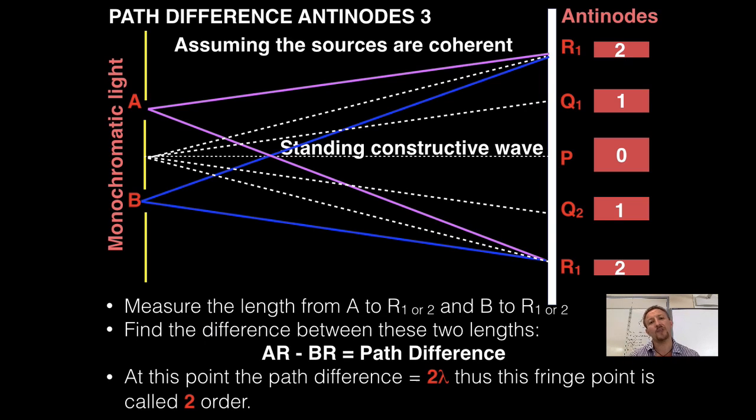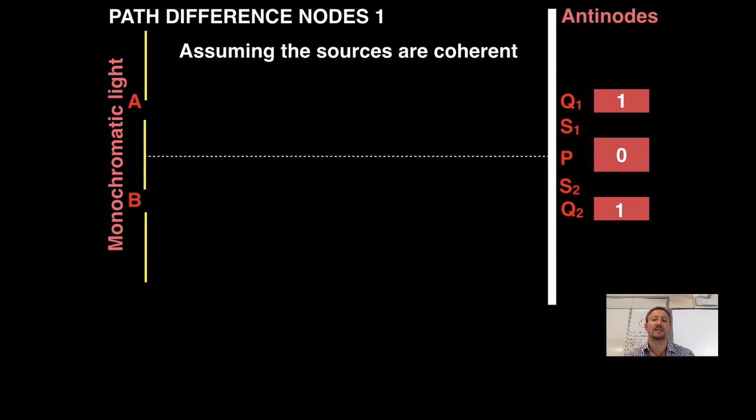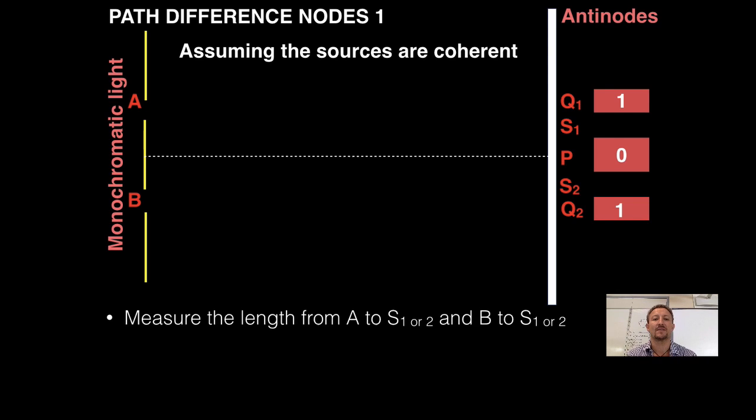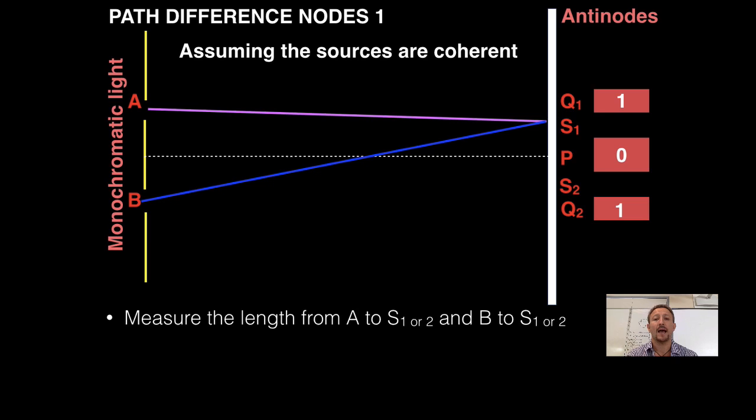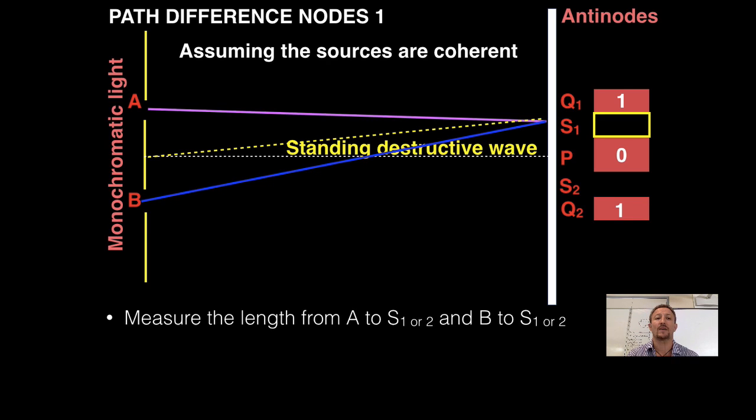What happens though with nodes? In this case, we're going to do the same sort of thing. The node is going to sit between point P and Q1 and Q2. I'm going to call it S1 and S2. So that's where I'm going to find my node. I measure again the distance from A to S1 and B to S1. Again, that will give me a standing wave, but in this case a destructive wave. I've just outlined that in the yellow box because when we're dealing with light, that will be a black area.